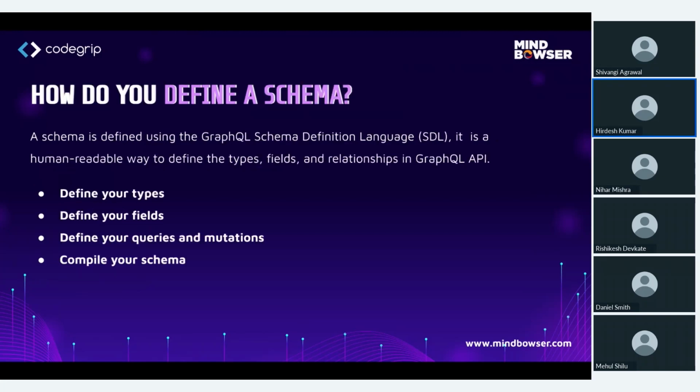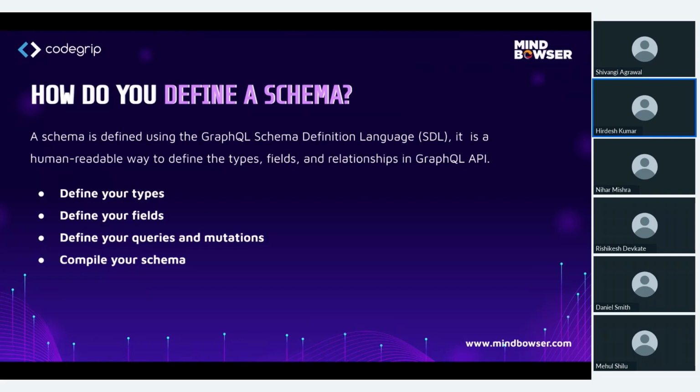Now we will learn how to define a schema. Normally we define a schema using a schema definition language. A schema definition language is just a human-readable way to define the types, the fields, and the relationships in a GraphQL API. So a schema consists of types.